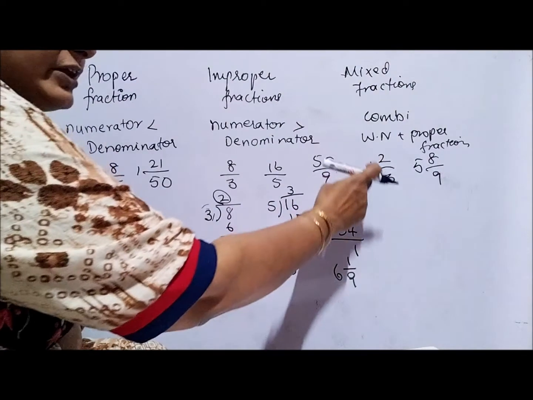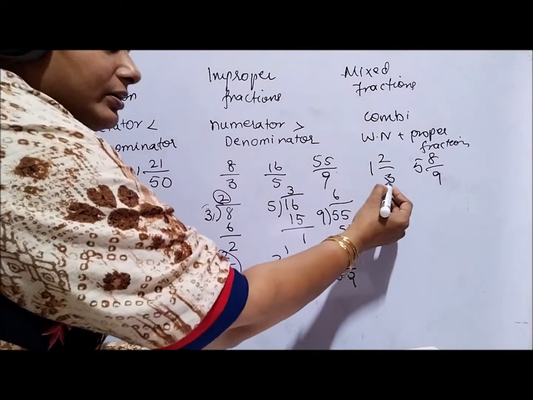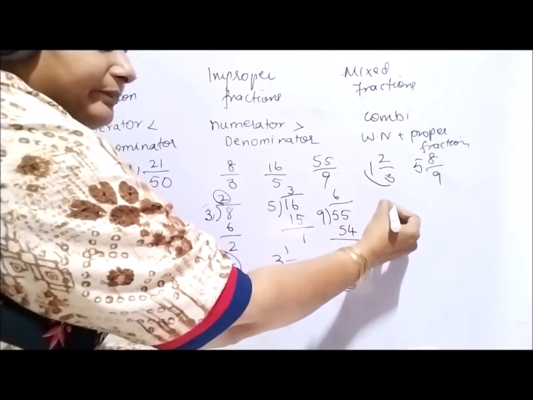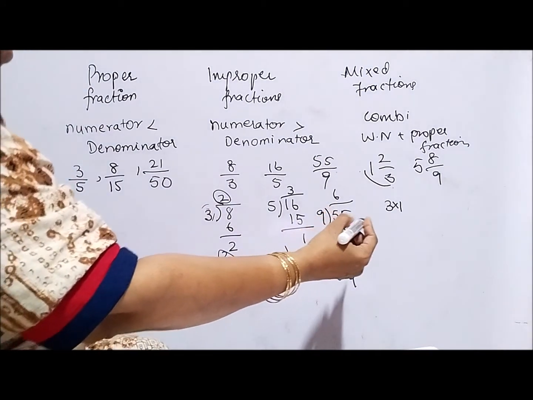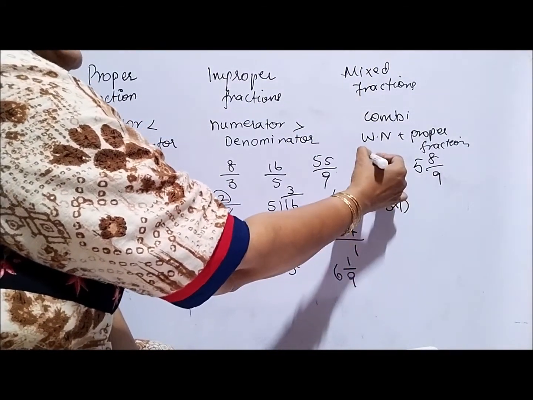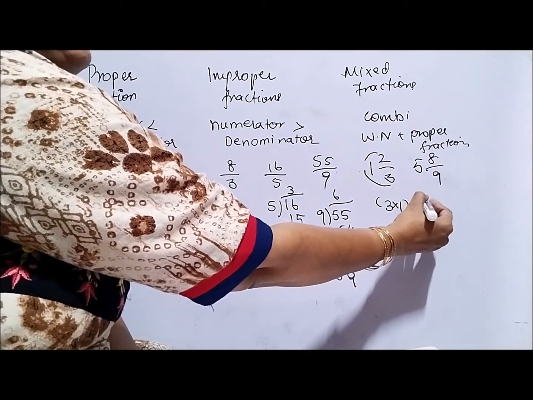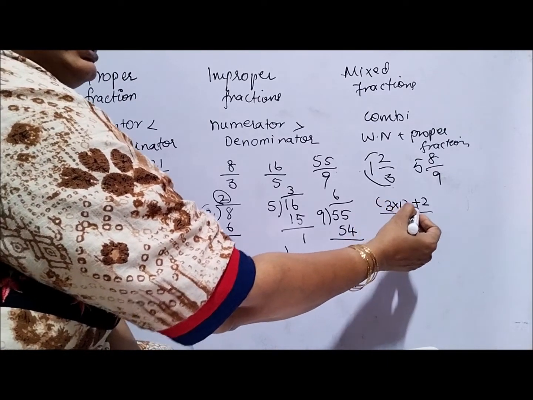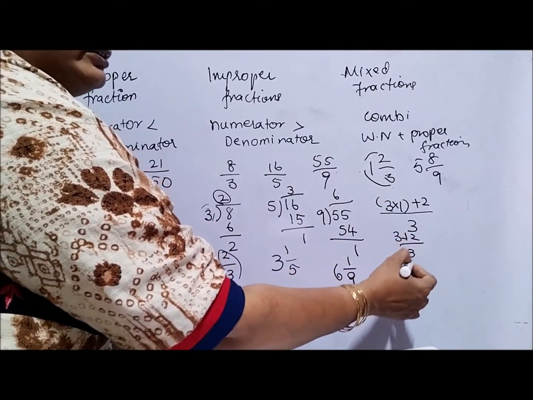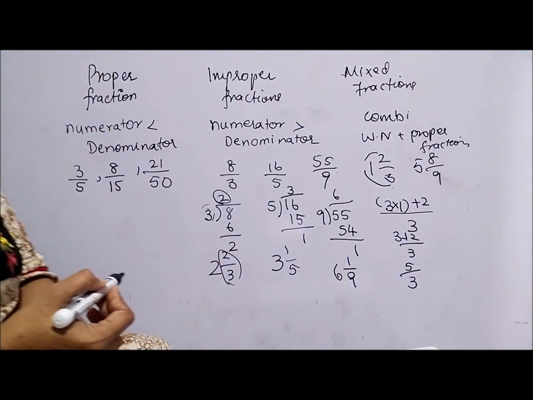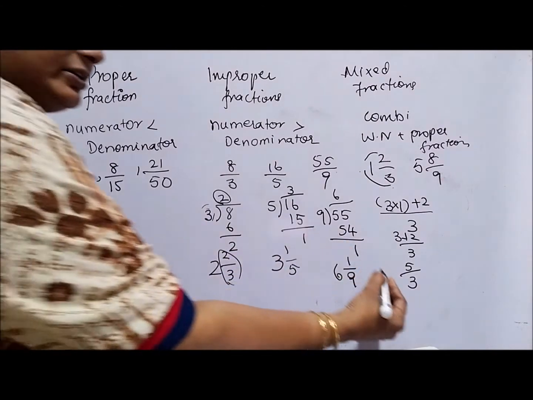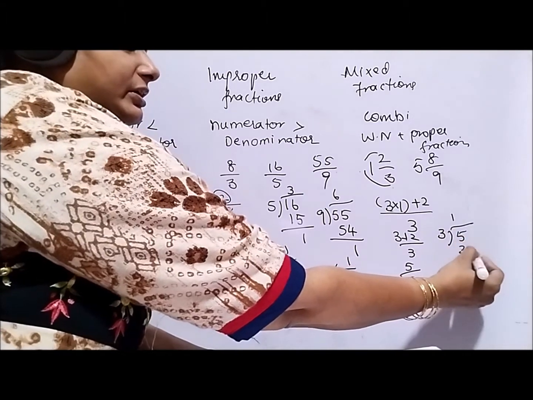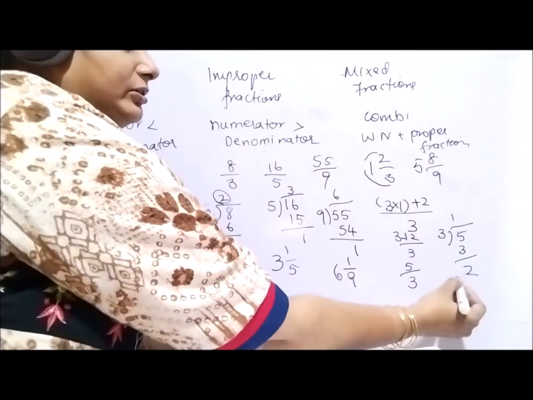How to convert a mixed fraction to an improper? We should first multiply the denominator and the whole number part. 3 into 1. Then we need to add the numerator. 2 divided by 3. So answer is 3 plus 2 by 3, which is 5 by 3. Let's divide this and check. 5 divided by 3. 3 ones are 3, 2. So how do I write? 1, 2 by 3.